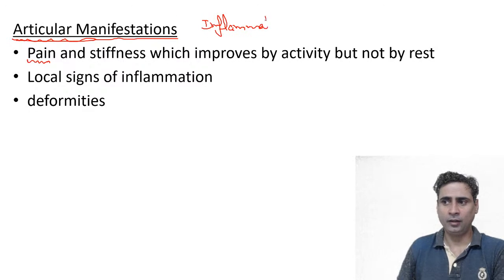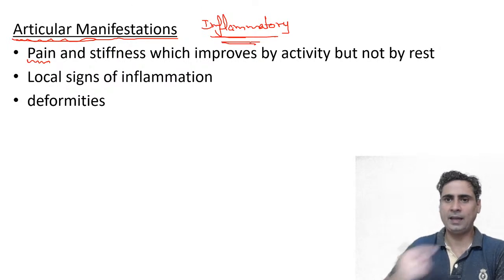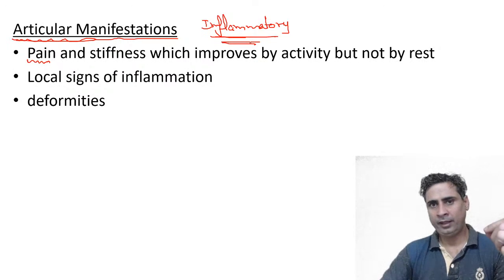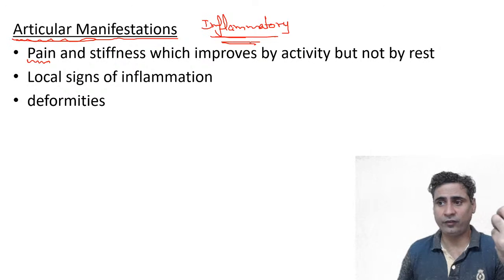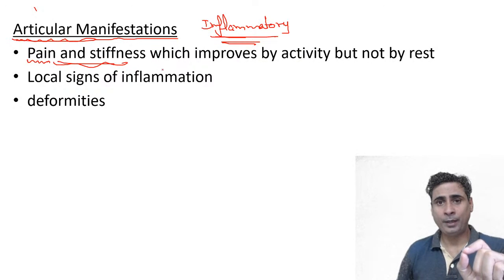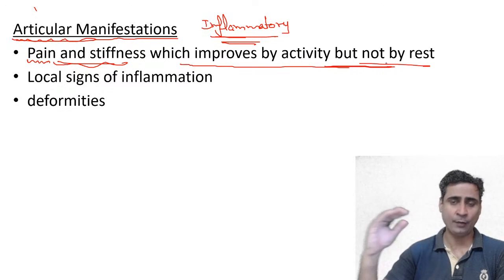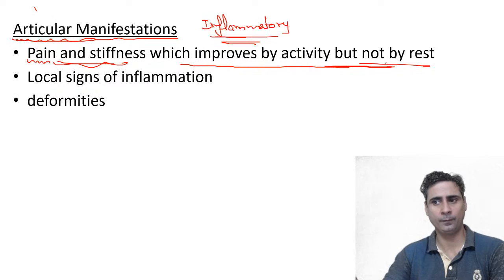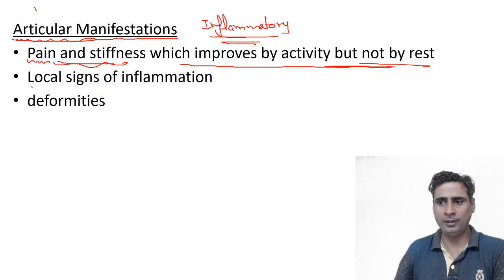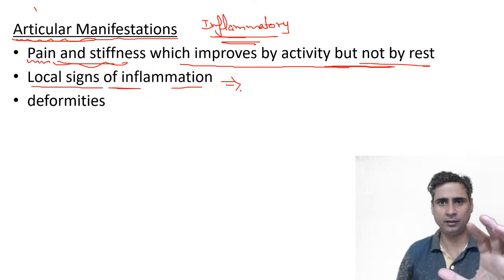In osteoarthritis, which was the mechanical disorder, pain was mechanical type. Here there is inflammatory type of pain. So what is inflammatory type of pain? Inflammatory type of pain is pain which is associated with stiffness, and characteristically the pain and stiffness improves by activity but not by rest, exactly opposite to osteoarthritis, which was the mechanical pain. As there is inflammation, there will be local signs of inflammation like redness, tenderness, warmth and swelling. All four signs of inflammation, Celsus signs of inflammation.